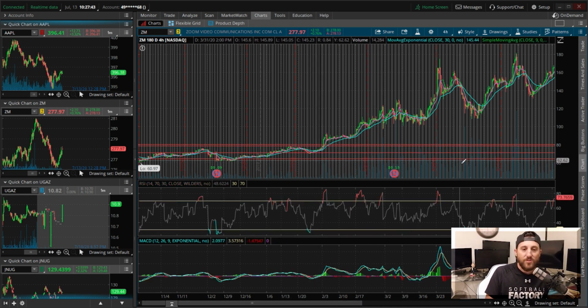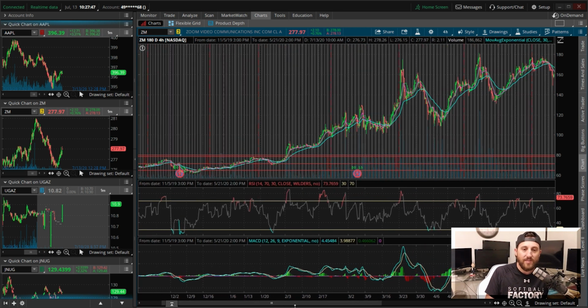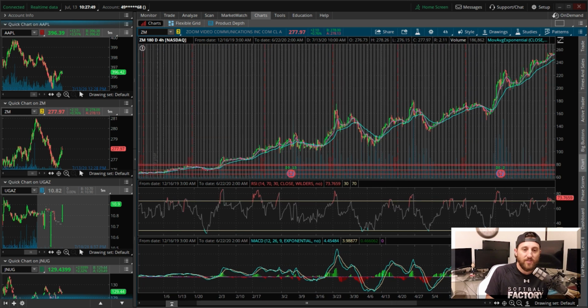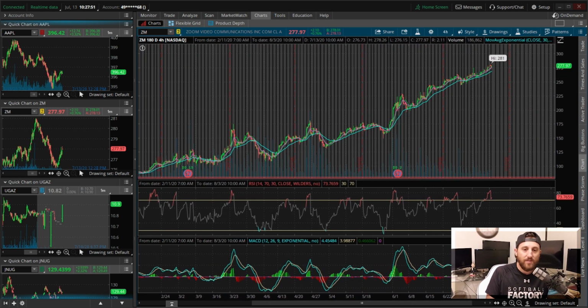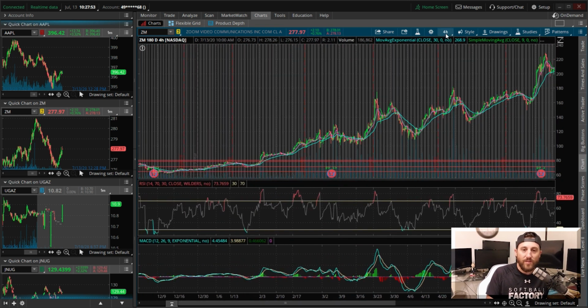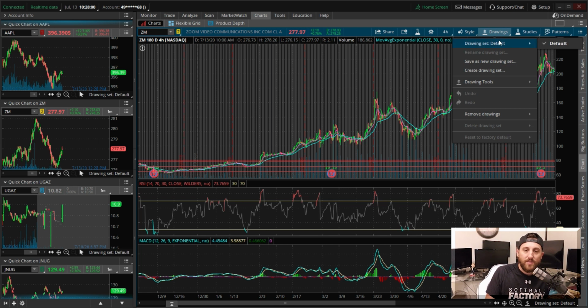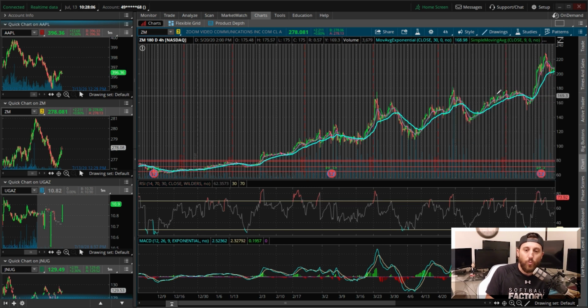Okay, so now if we wanted to identify new support resistance lines, because it's obviously changed, we could go in, we go to our drawings. And the drawing, I always usually keep it on as this trend line, this little wand right here, little pen, pencil.